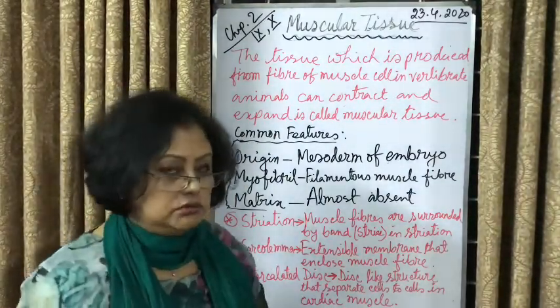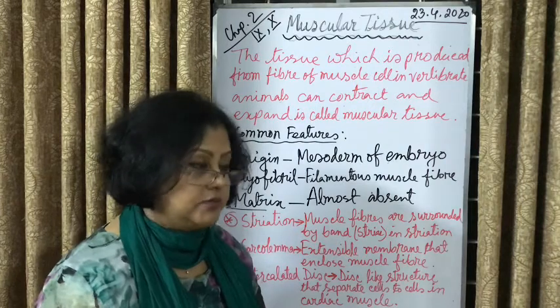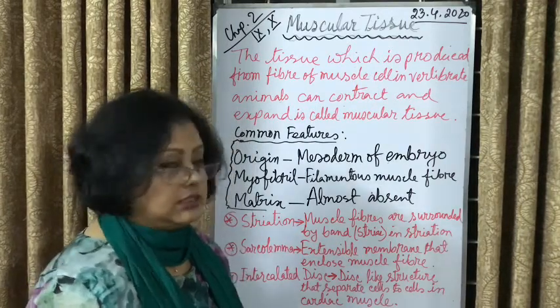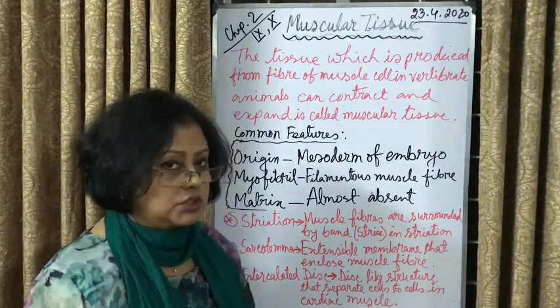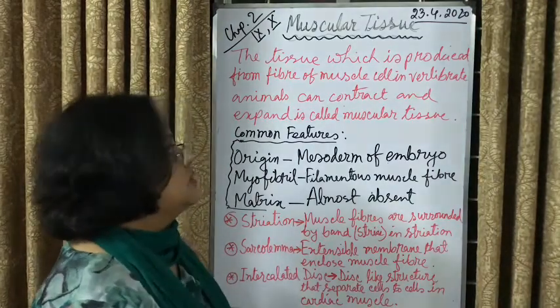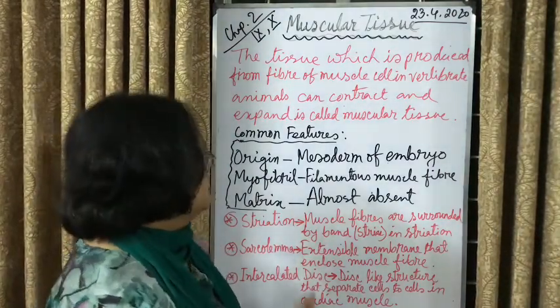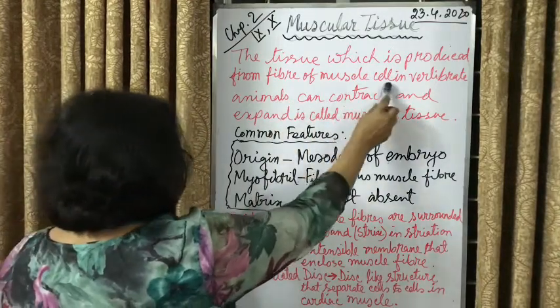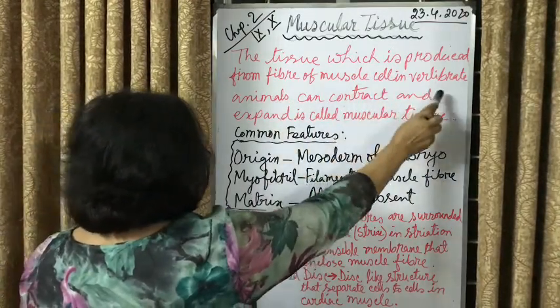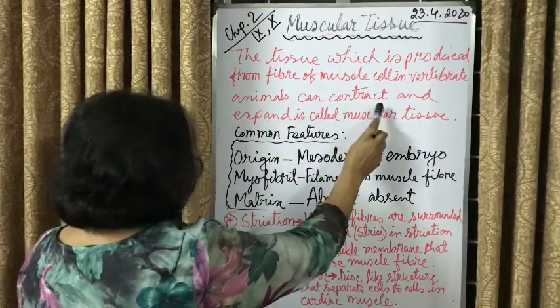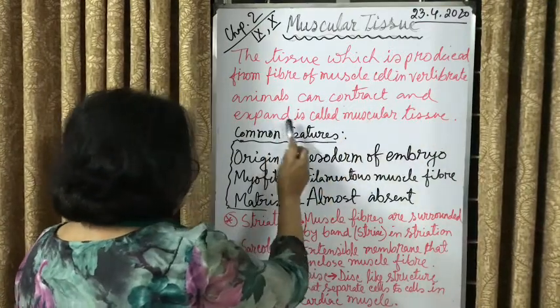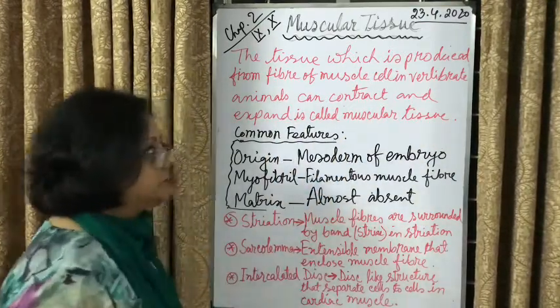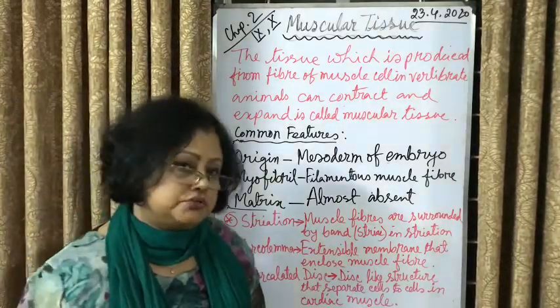Tissue, you already know, is a group of cells with the same origin and a specific function. Like this, muscular tissue is the tissue produced from fibers of muscle cells in vertebrate animals that can contract and expand. And muscular tissues are of 3 types.